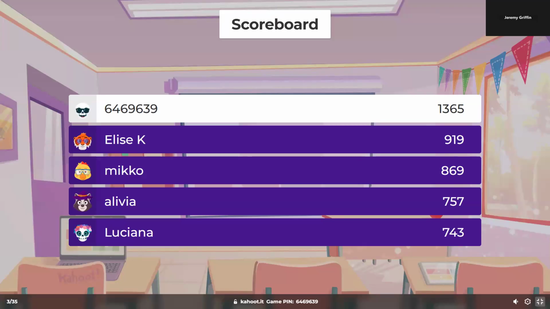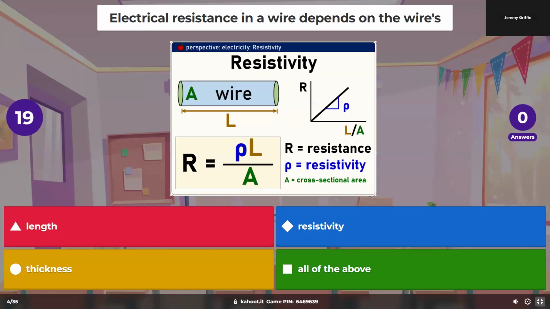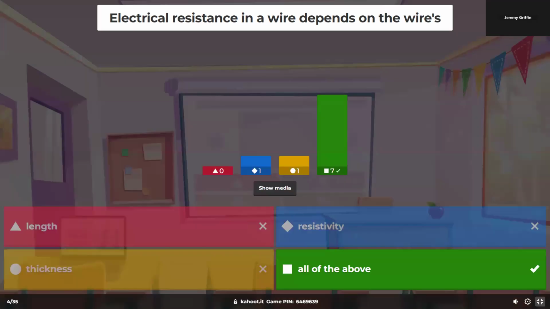Electrical resistance in a wire depends on the wire's... That's where we're doing that Play-Doh lab. Yeah, there you go, all the above. So that's what that poster said, that all those variables were factors in that equation.